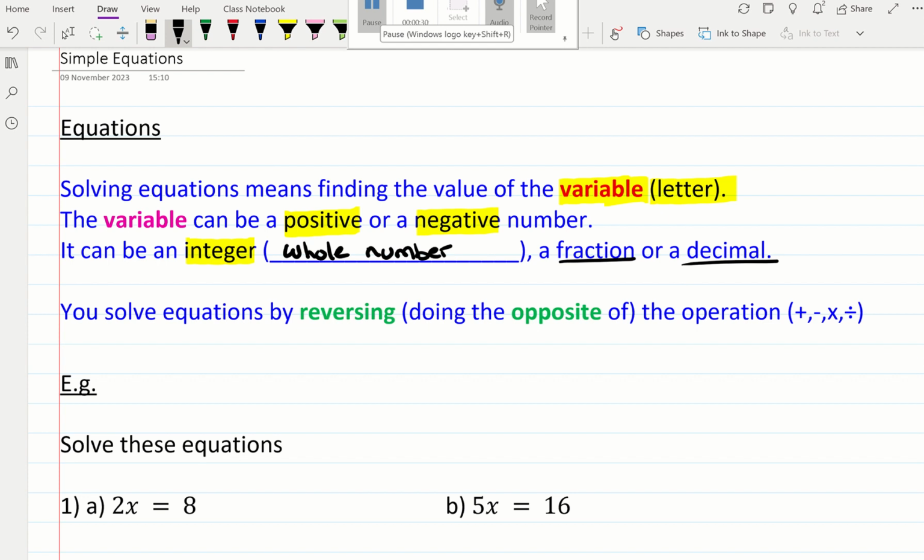You solve equations by reversing the operation. The operation is the plus, the minus, the multiplication, and the division. So reversing means doing the opposite. The opposite of a plus is a minus. The opposite of a multiplication is a division.